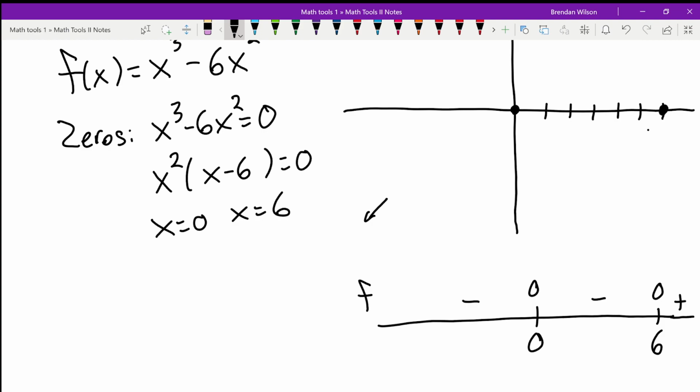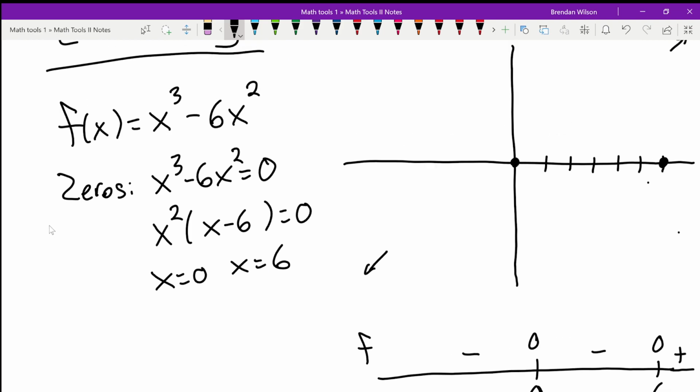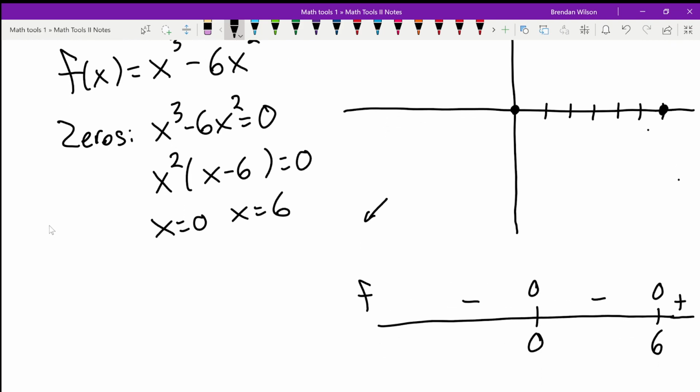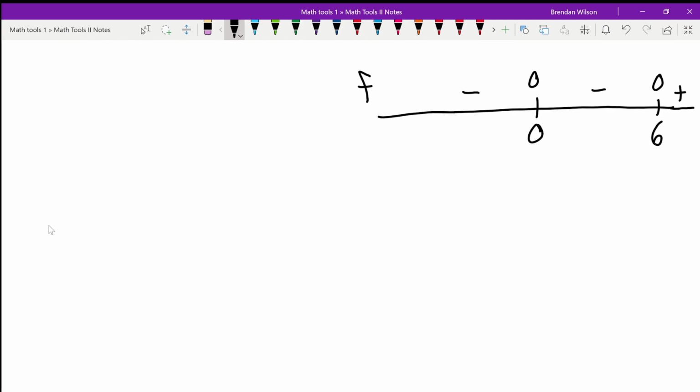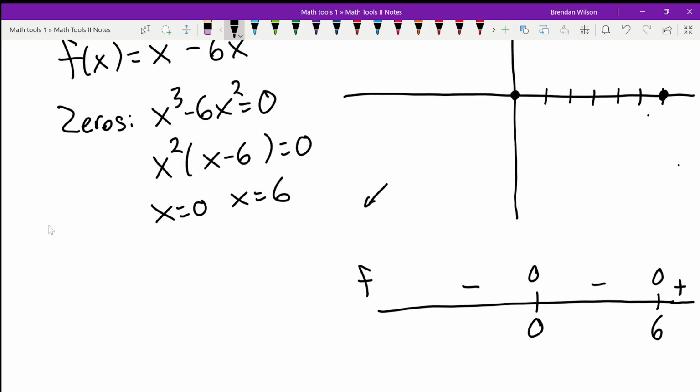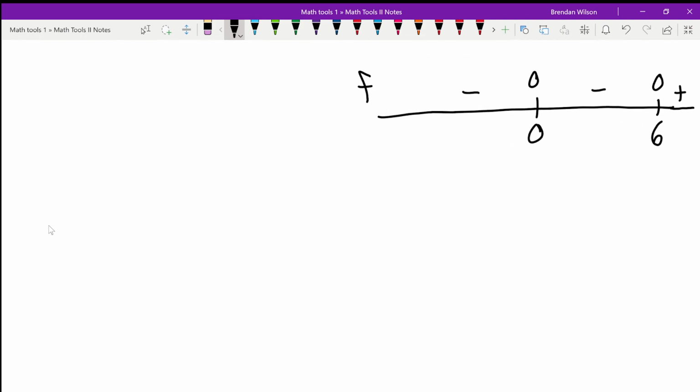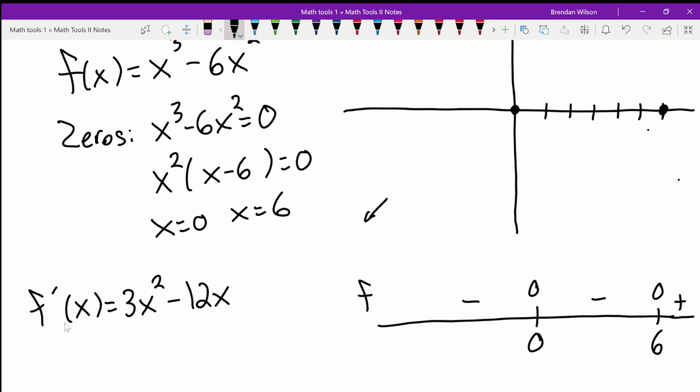So this is kind of the limit, right, of what we could do with algebra. And we can make a pretty decent graph out of this. But now that we have these calculus tools, we can examine the first derivative and the second derivative, and we can come up with a better, clearer picture of this. Okay, so f prime of x is 3x squared minus 12x, right?